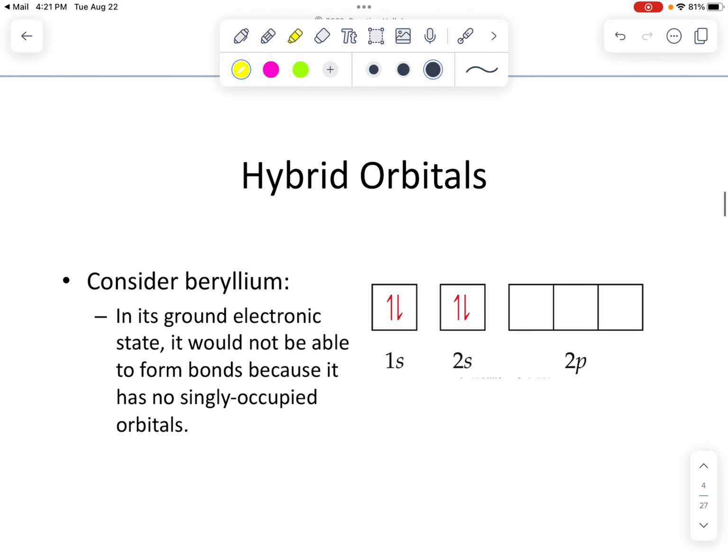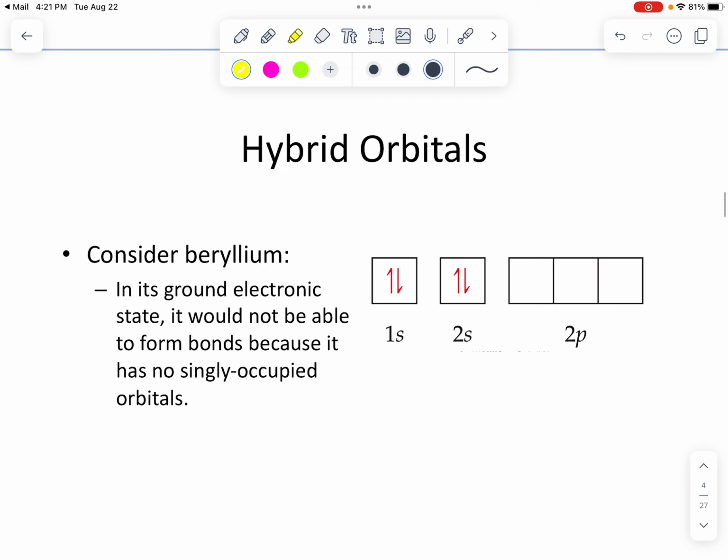So in the process of hybridization, what we're going to do is make identical orbitals on the valence level. So we're going to start here by looking at beryllium. Beryllium is 1s2, 2s2, 4 total electrons. And so technically the 2s2 is the valence level. And so if we were drawing an atomic dot diagram for this, we'd put the 2 electrons on beryllium like that.